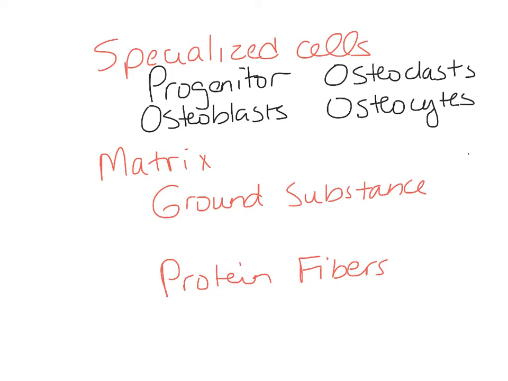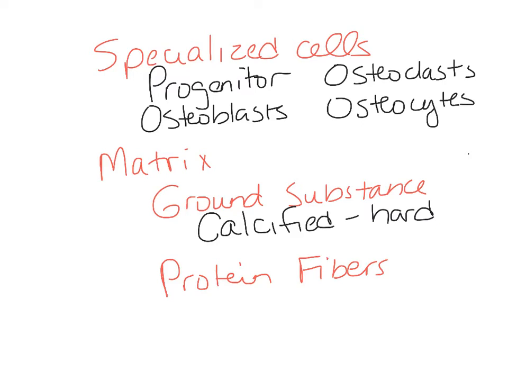Then we look at the matrix and the ground substance in matrix. The ground substance, if you remember, is what's around the cells and what's around the protein fibers. The ground substance in bone is going to be hard because it contains calcium. So the ground substance is calcified, and that makes it hard.